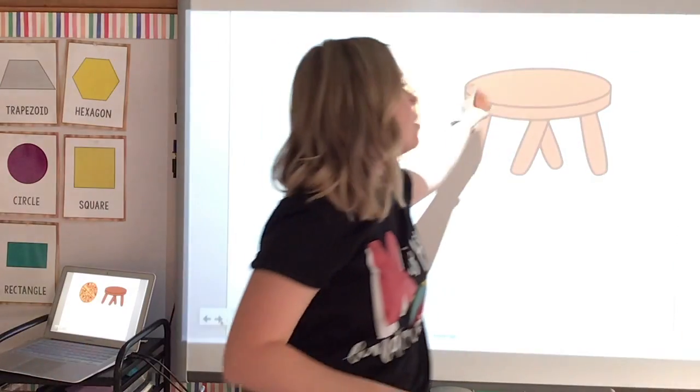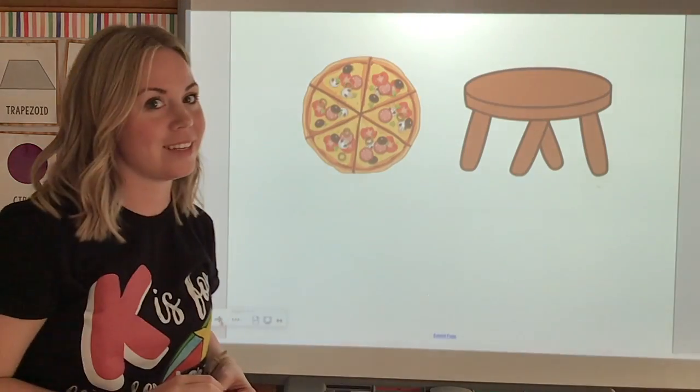I also have these stools in my classroom, and if you look straight down at the stool, you'll notice there are no sides and there are no corners. It's a perfectly round circle. You got it. I bet there's lots of circles in the room you're sitting in too.